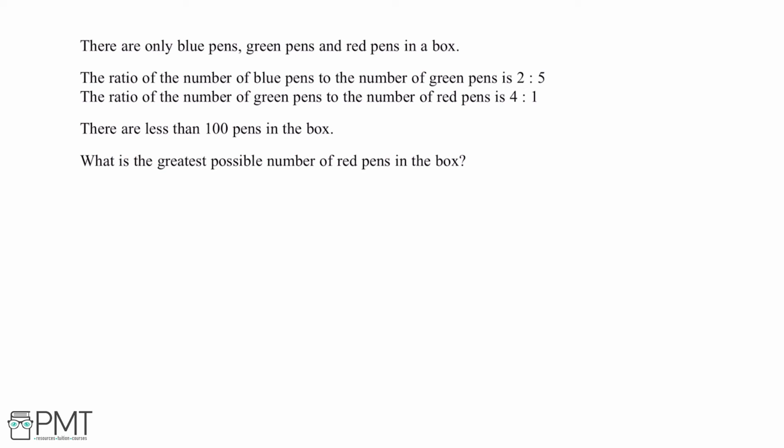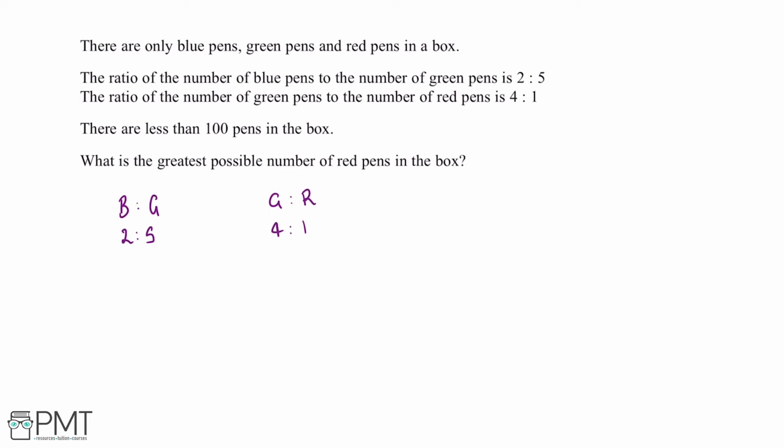So the first thing we can do is write out these 2 ratios in a more visual form. So the ratio of the number of blue pens to the number of green pens is 2 to 5. And then the ratio of the number of green pens to the number of red pens is 4 to 1. Now as we can see, both of these ratios contain the colour green. So what we can do is combine these 2 ratios.